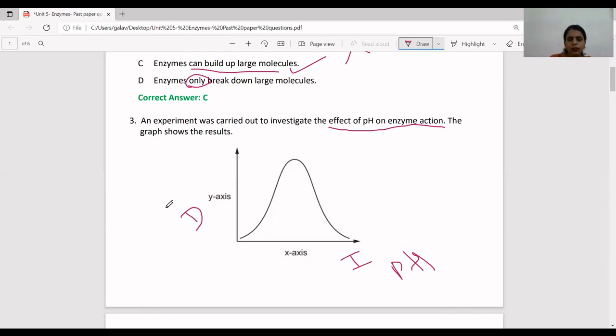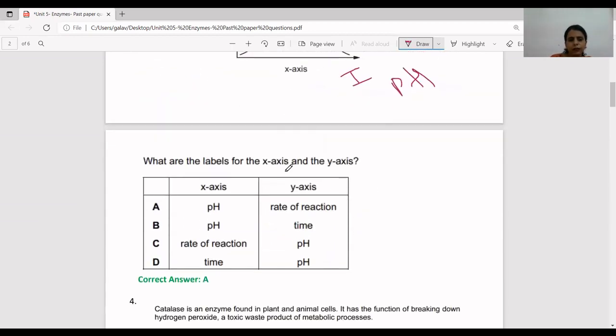And the rate of reaction. Okay, the rate of reaction becomes the dependent variable. So here the correct answer would be: x-axis is pH and y-axis is rate of reaction. So the correct answer is A.